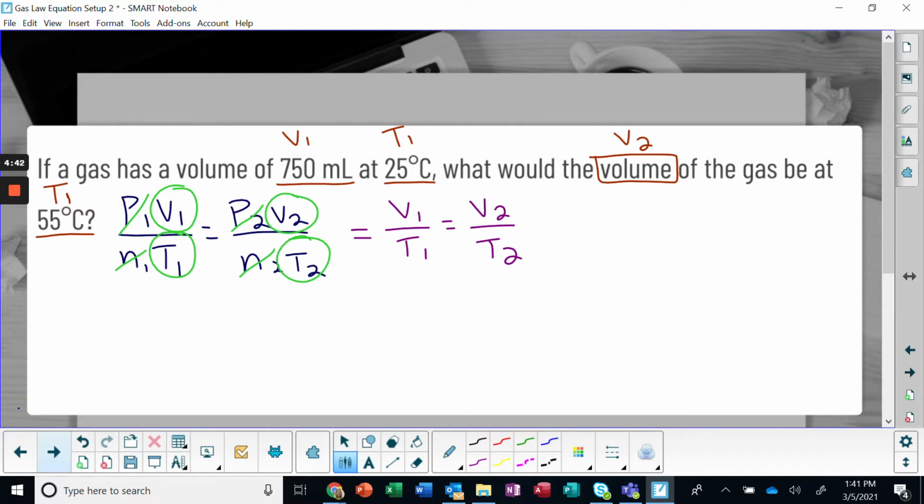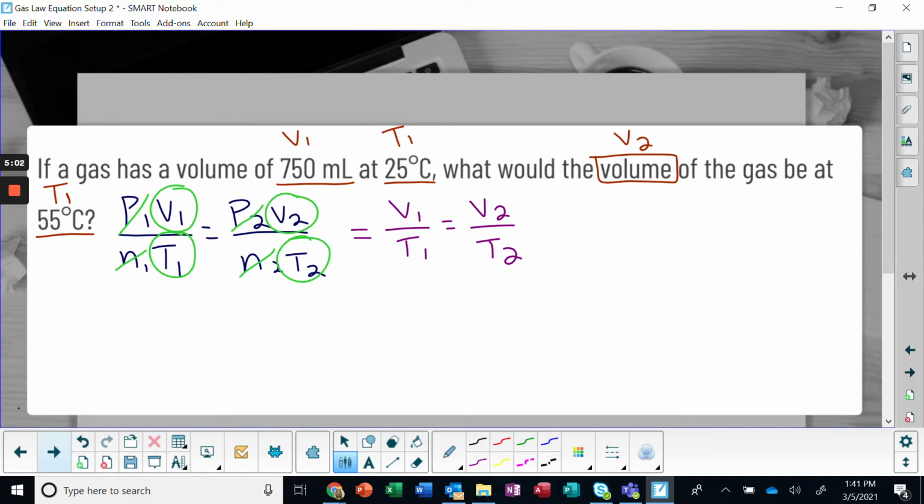Our next problem. If a gas has a volume of 750 milliliters at 25 degrees Celsius, what would the volume of the gas be at 55 degrees Celsius? Now, here's the first time we're seeing some of the variables not in the correct units.